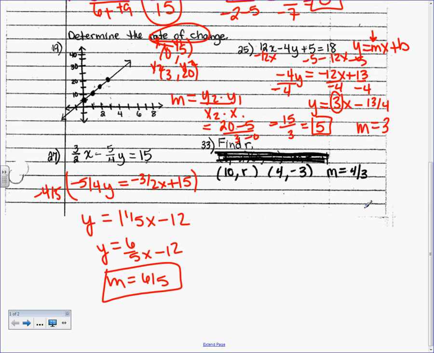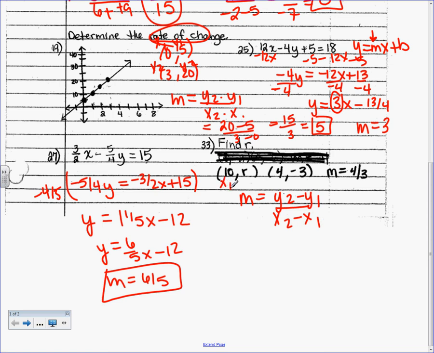Okay, typically with something like this, I would have done x1, y1, x2, y2, and my slope formula, right? So let's still do that. M is equal to y2 minus y1 over x2 minus x1. When you're stuck, start with a formula. Let's fill the formula in.